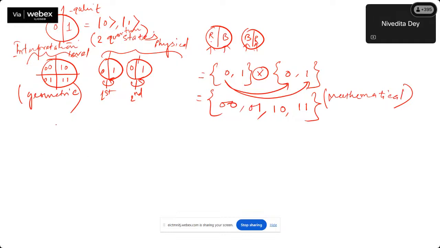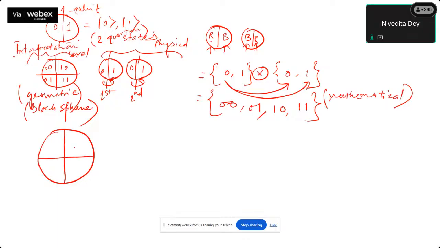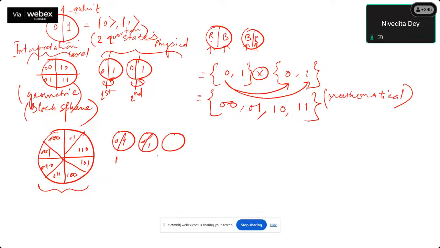Now, just one more step I want to show. Say another one. Geometrically, or say on the Bloch sphere, how will it be? Again you have to subdivide it, right? Say 000, 001, 010, 011, 100, 101, 110, and 111. Here you need three different individual qubits: first qubit, second qubit, and third qubit. But whenever you are taking all of them together, they will be this one, and they will be in a superposition.